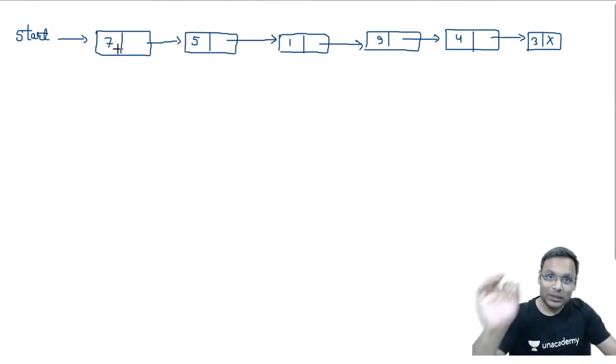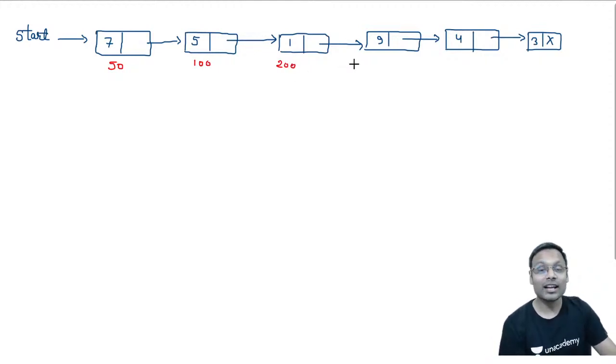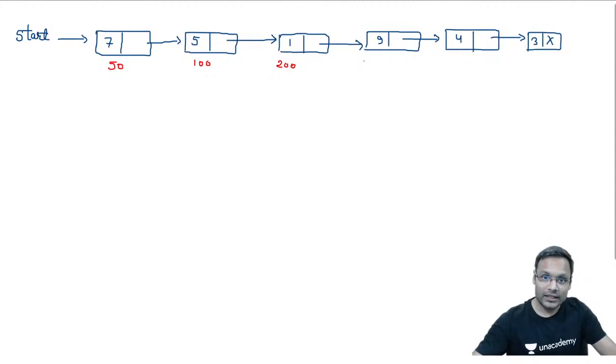Let's say this particular node is stored in the memory on address 50. This node is stored on address 100. This node is stored on address 200. These are the red color. Whatever in the red color I am writing, these are the addresses of the node in the memory. Actual addresses. Okay. This is the address 300. Let's say this is address 350 and this is 400.